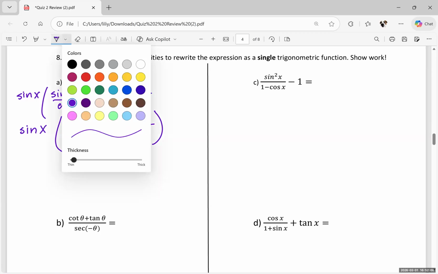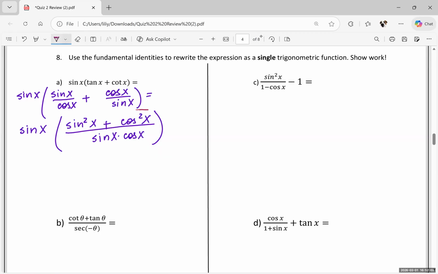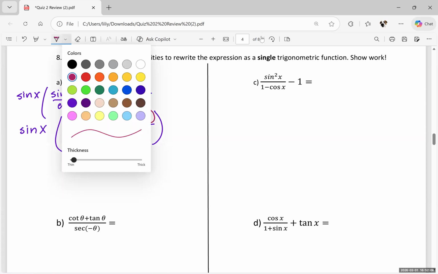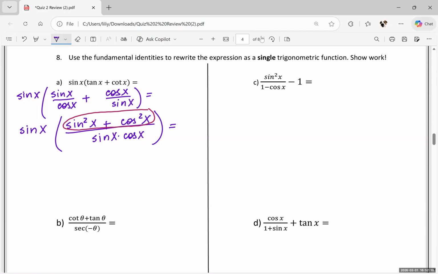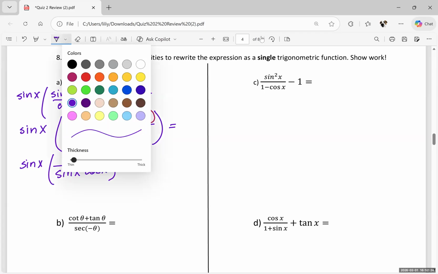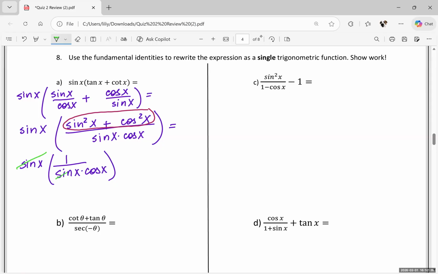Now, you do have to recall or recognize that this is the Pythagorean identity, and it's just 1. So this is sine x times 1 over sine x times cosine x. And then if you multiply this out, you're going to reduce the sine x on the top and the sine x on the bottom, leaving you with just 1 over cosine again, which is secant.